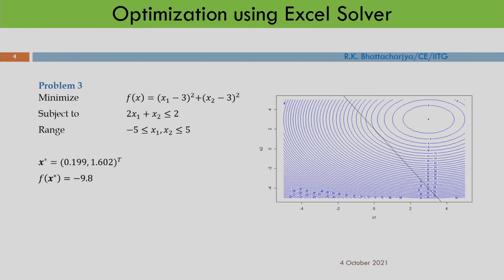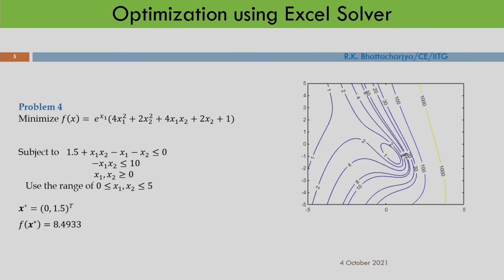The third problem is also a nonlinear problem with one linear constraint. The objective function is nonlinear, and if you are solving this, then you should get this particular solution, and somewhere here is the optimal solution of this particular problem. So I will try to solve this problem, and the fourth one is a little bit complicated problem to solve using classical optimization technique, but let us see whether we are getting the solution using Excel solver.